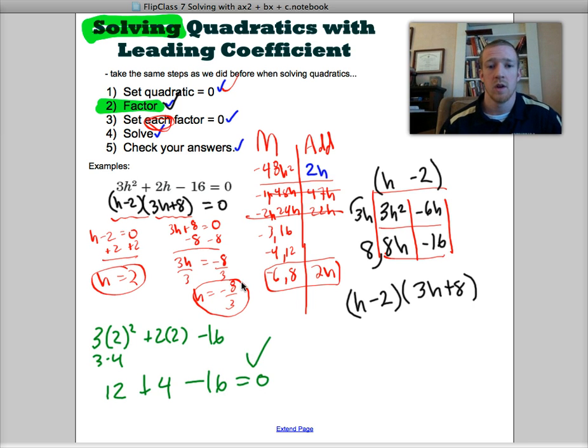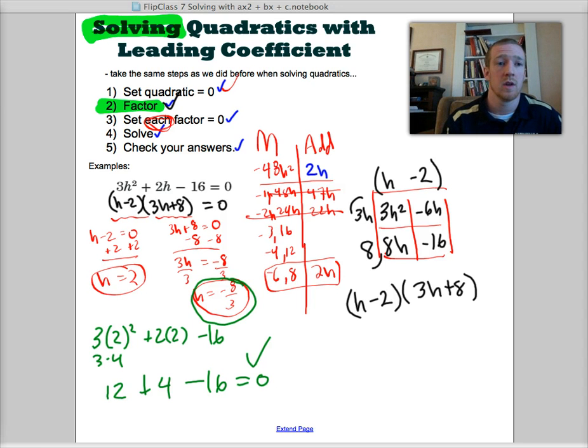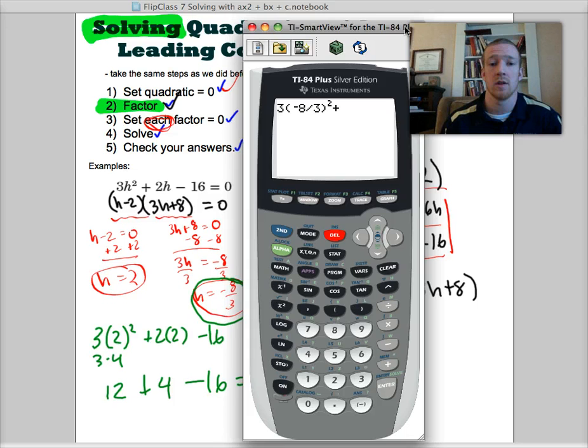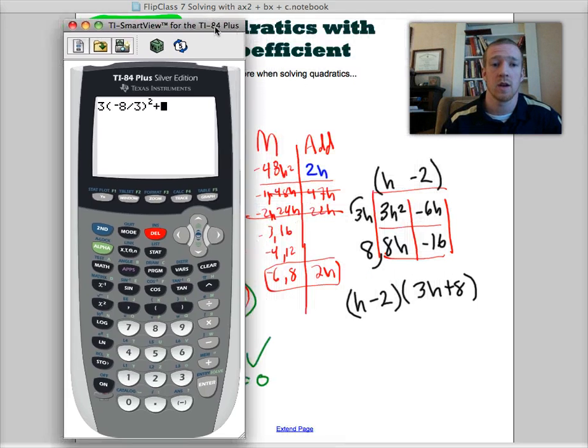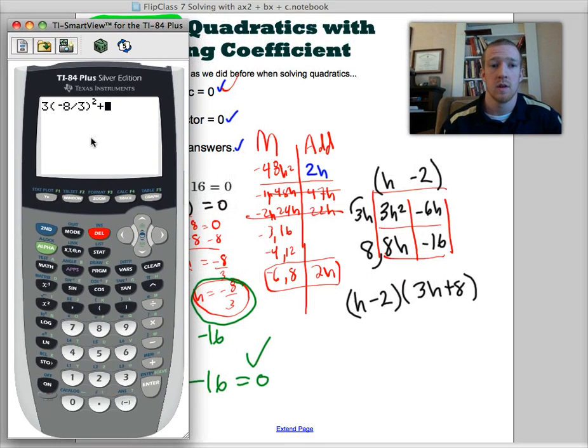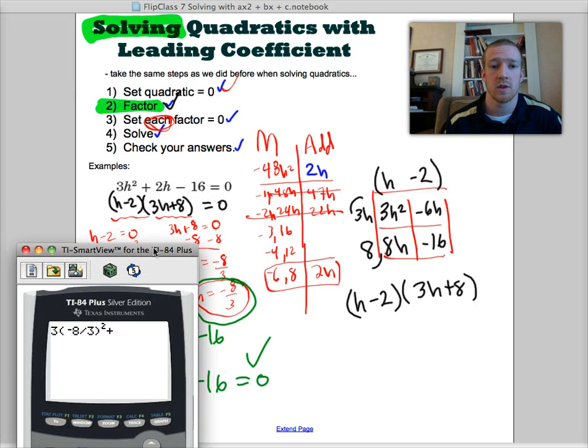So that works. Now how do we check this negative 8 thirds? Especially for those of you that don't do fractions, it's going to be tough because that's a fraction. But fractions are people too, and we can do math with fractions. So I'm going to show you how to use your calculator. We want to plug this negative 8/3 into this function here.